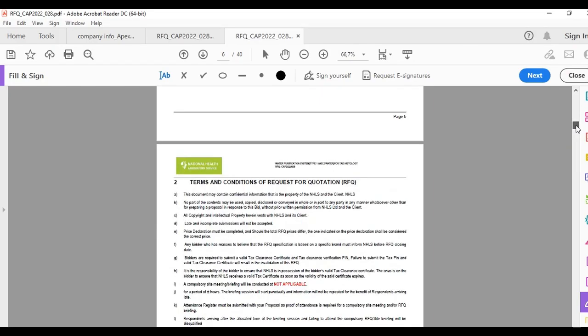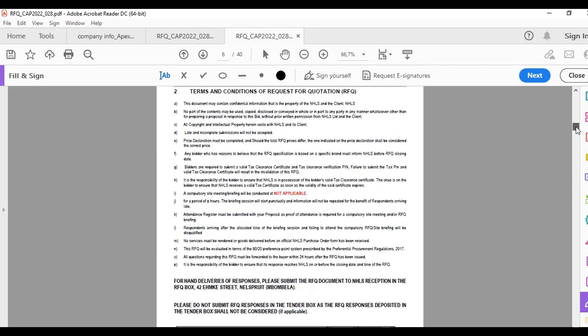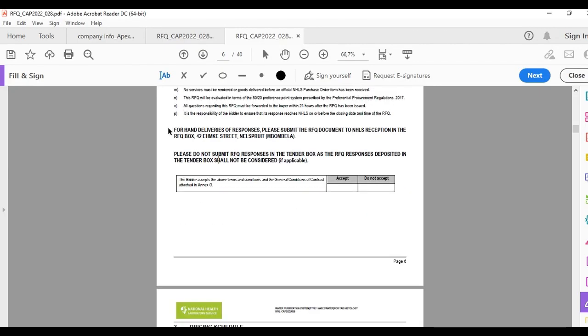Moving on, I think this is just the terms and conditions for the RFQ. You can read through this. It's generally all the same on all RFQ documents, but you can read through it for your own reference. This is just another, if you're going to hand deliver the tender, you need to put it at this address as well. And then you tick accept here because we're accepting those terms and conditions. You have to accept that.